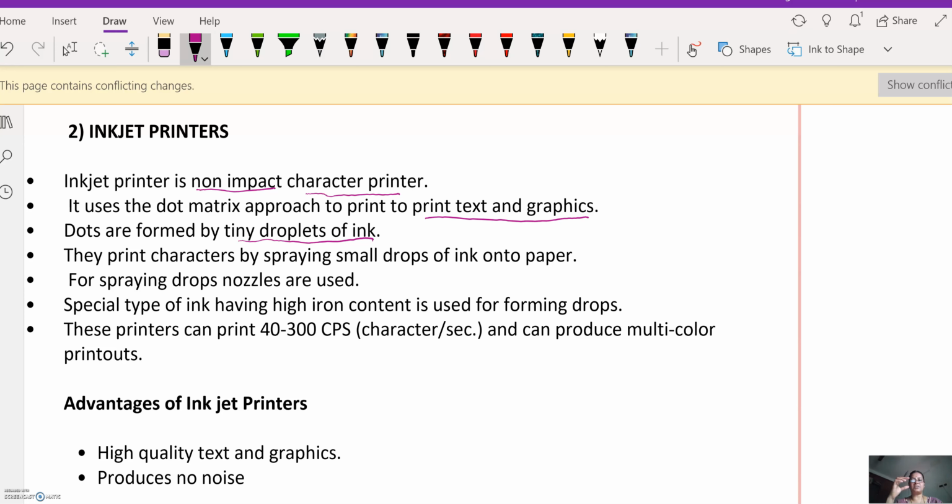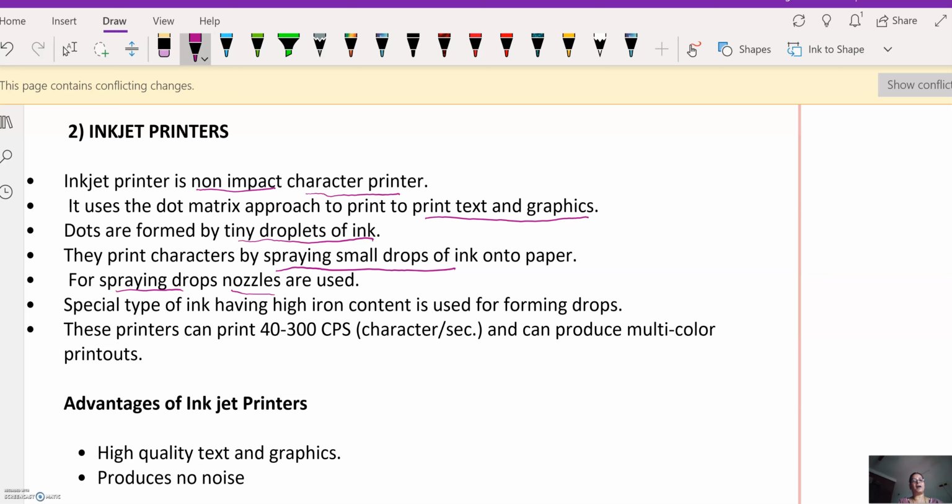And we also have a jet arrangement which has some bottles filled up with inks. So the tiny droplets of ink are going to be used for framing the characters. They print the characters by spraying small drops of ink onto the paper. So by means of spraying technology, the ink which is filled up in the jet is forcefully sprayed, and it makes dots on the paper, and that is how you are able to produce a printout. For spraying drops, we make use of nozzles, and the nozzles are fully controlled by the processor.